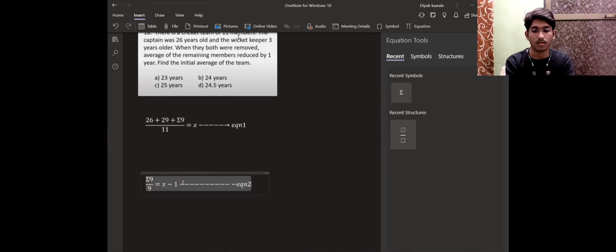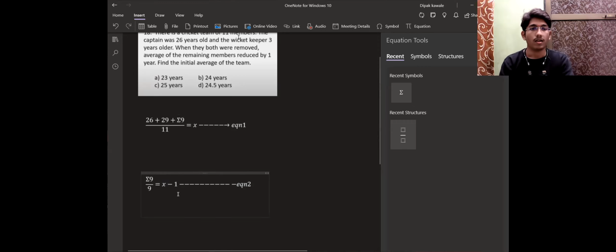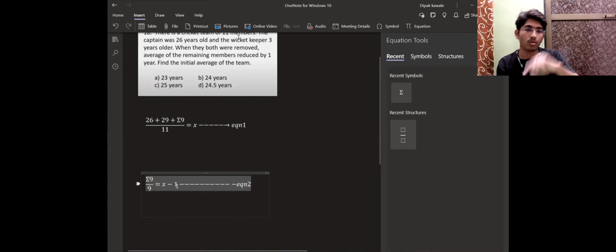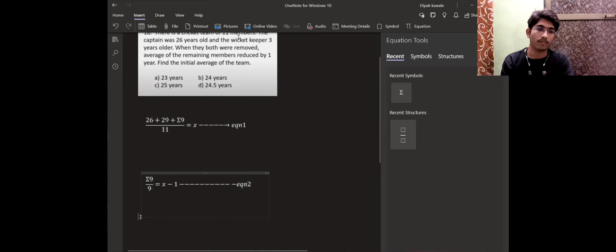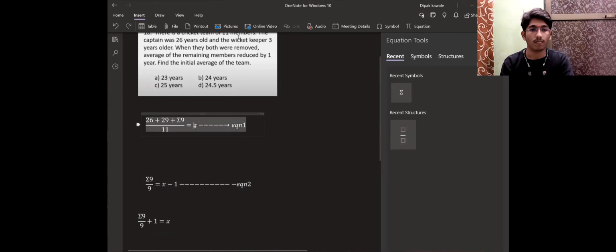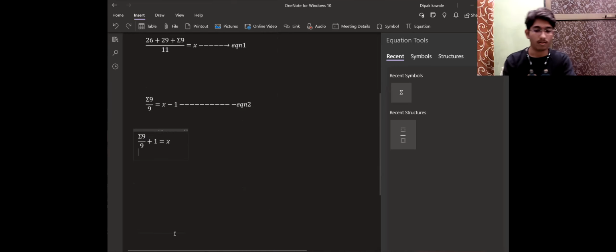This is equation 2. Now we will compare it, because here it is x and here it is x minus 1. If we take this minus 1 to that side, it will become plus 1. So what I want to say is that the summation of 9 divided by 9 will become plus 1, and now it is equal to this. This is very simple math, you must know.